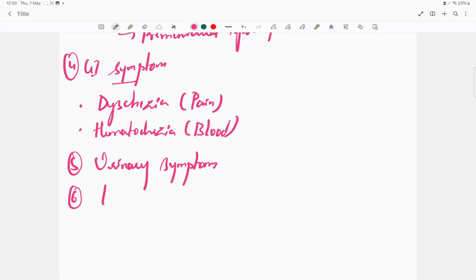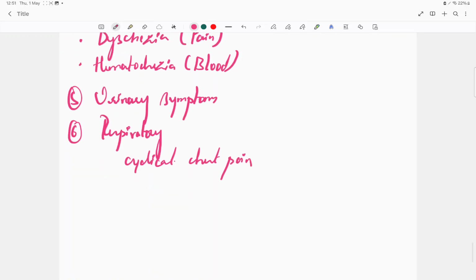And next is respiratory symptoms. Wherever the endometrial tissue is present, they will have symptoms like cyclical chest pain during menstruation, because it is hormonally active. The endometrial tissue which is present in the pleura is hormonally active, so they will have pain during menstruation. So cyclical chest pain will be there. Hemoptysis will be there, that is, they will have blood in the sputum, and pneumothorax and dyspnea will be there. Acute abdomen also will be there.